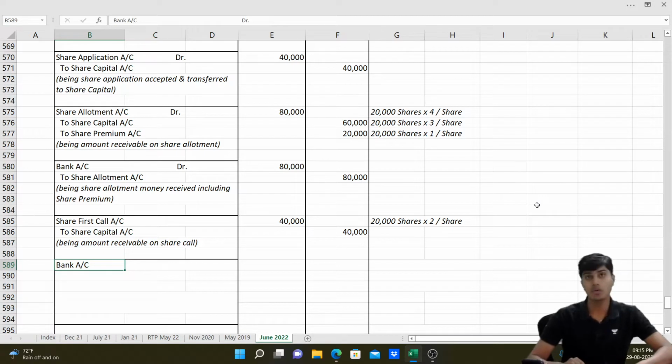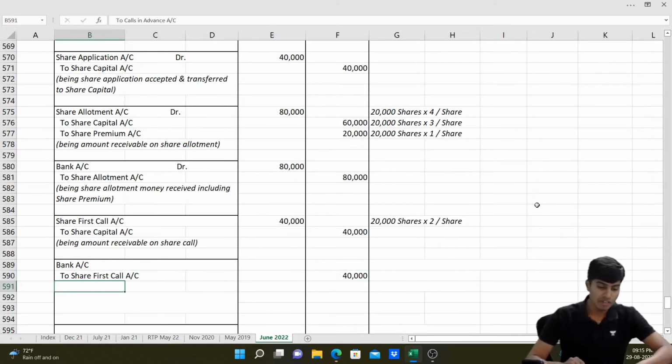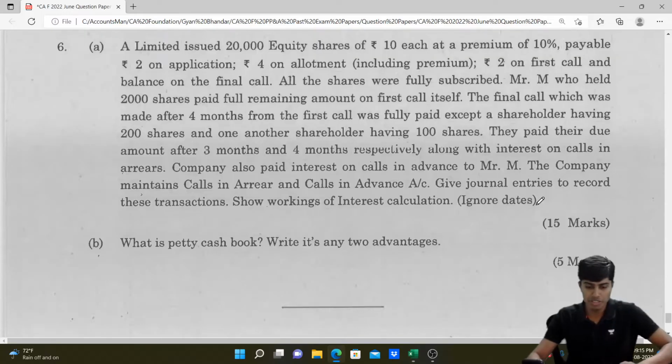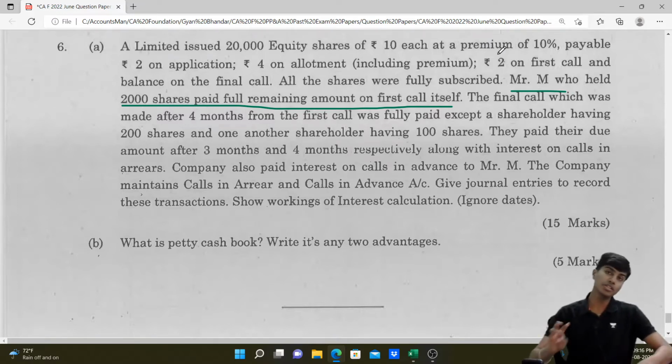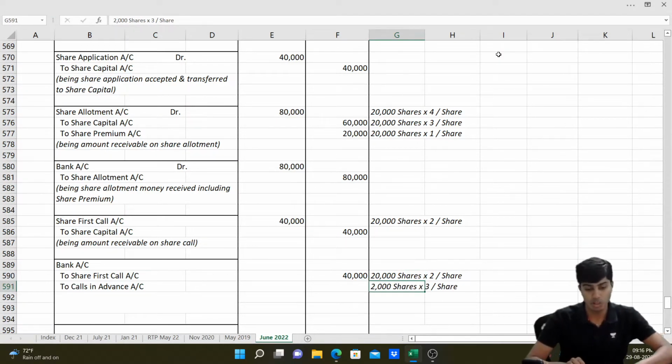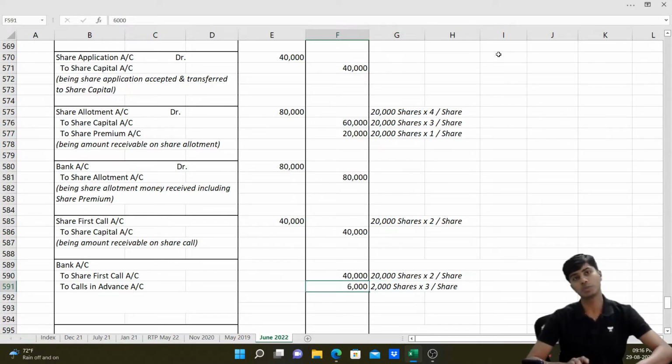And when we write bank account debit here, we're going to credit share first call. But this time we're not just receiving the share first call money, we're receiving some extra money from Mr. M towards calls in advance. This 40,000 is simple, 20,000 shares into 2 per share. But Mr. M, who holds 2,000 shares, has paid the full remaining money in first call itself. So 2 plus 3, 3 on allotment, 5 rupees, plus 2, 7 rupees on first call. So 3 rupees is due on second call, which is already paid by Mr. M. So the one who holds 2,000 shares has paid 3 rupees per share, and this second call money which is paid is calls in advance.